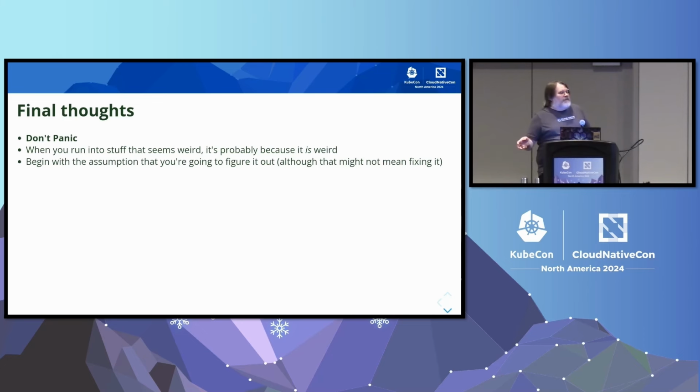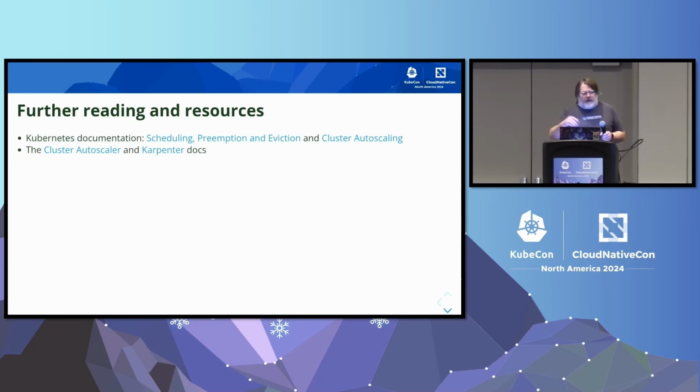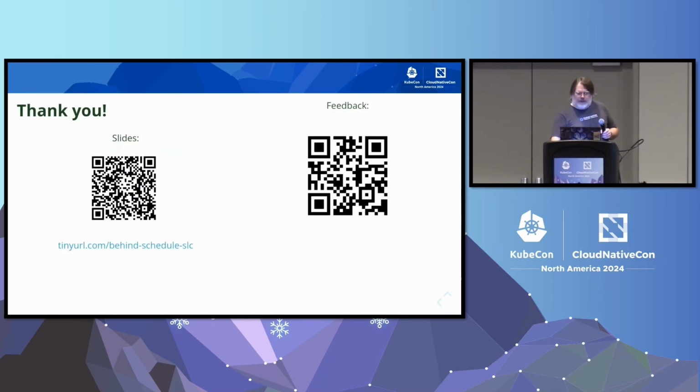You may not be able to fix it because the fix may be, we need more capacity in the cluster, and your boss says, well, guess what? We ain't got the money this month. But that's fine. You identified the problem at least. Now, I don't spend any time on this, but when you go to the slides online, there's some links to other resources. Scheduling, preemption, and eviction was heavily used for this. Cluster autoscaling goes over both the cluster autoscaler and Karpenter, as well as some of the other autoscalers that I mentioned. There's docs linked there for cluster autoscaler and Karpenter.